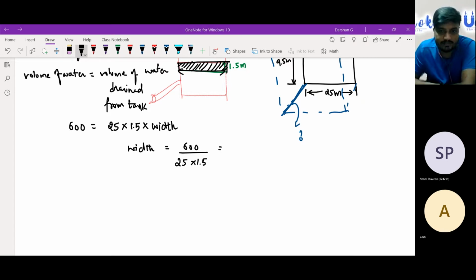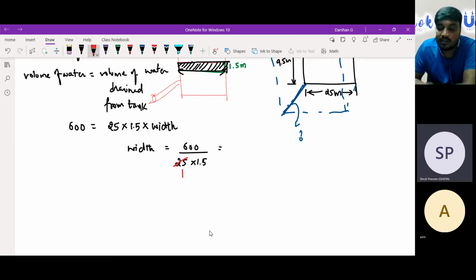Aditi, answer. 160. Oh, okay. Where did you go wrong again? So 25 ones are... Sir, I got 16. 16 is right. Let's help Aditi in this.